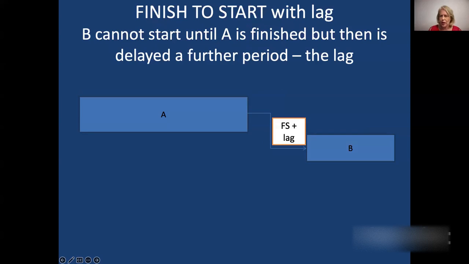A finish to start relationship, we can add a lag. First of all, we'll deal with the positive lag. And that is where A runs, it finishes, and then B doesn't start immediately. There's a lag or a delay of a number of days, and then B starts.